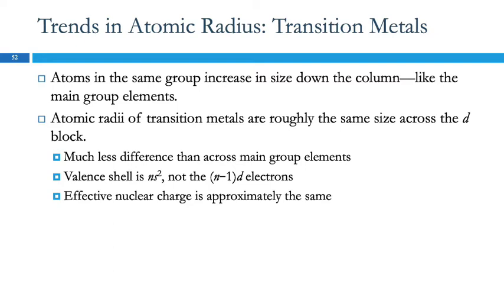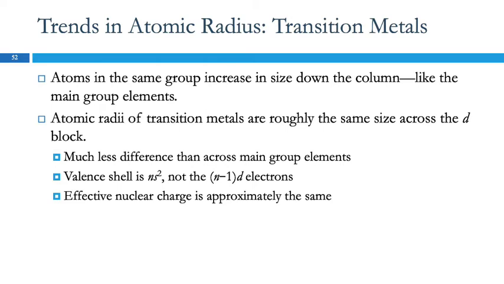And the difference is, here, your valence shell is ns2. Those d electrons, which is what's making the difference as you go across the transition metals, those are not valence electrons. They are core electrons. So the effective nuclear charge is approximately the same.